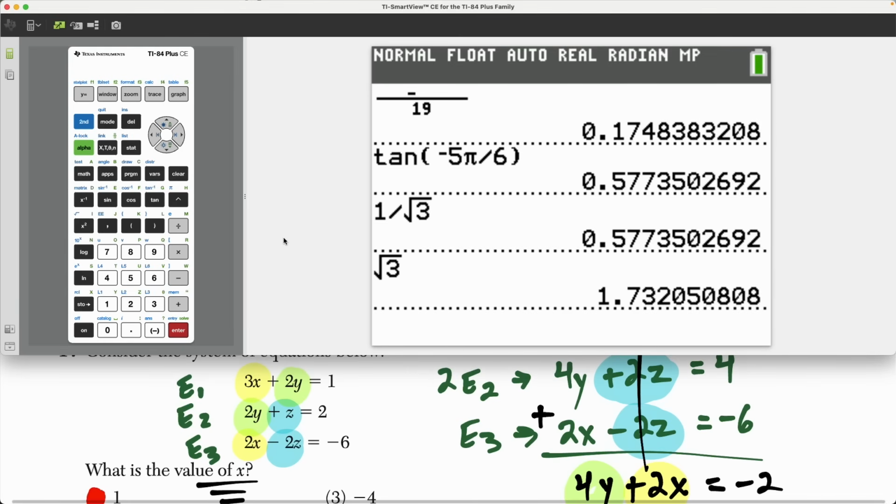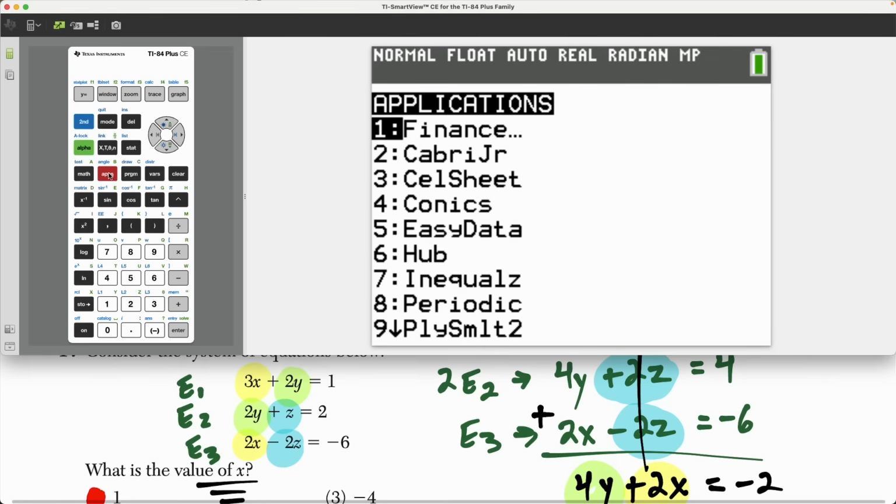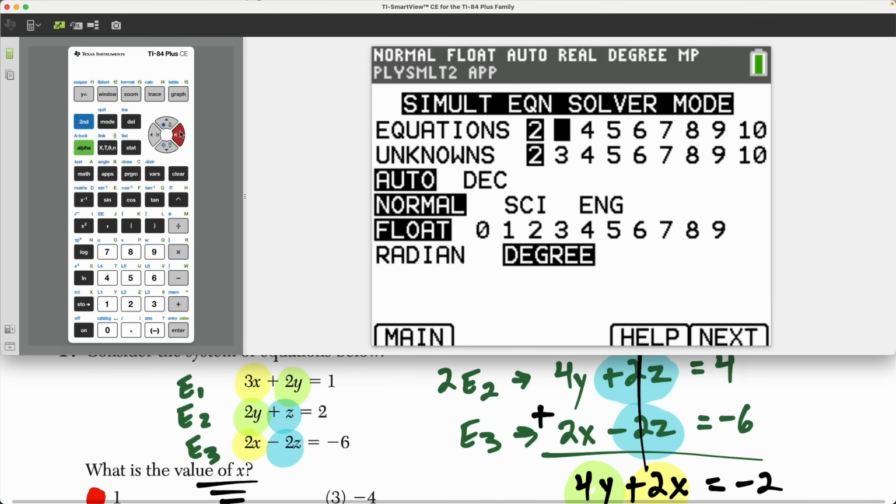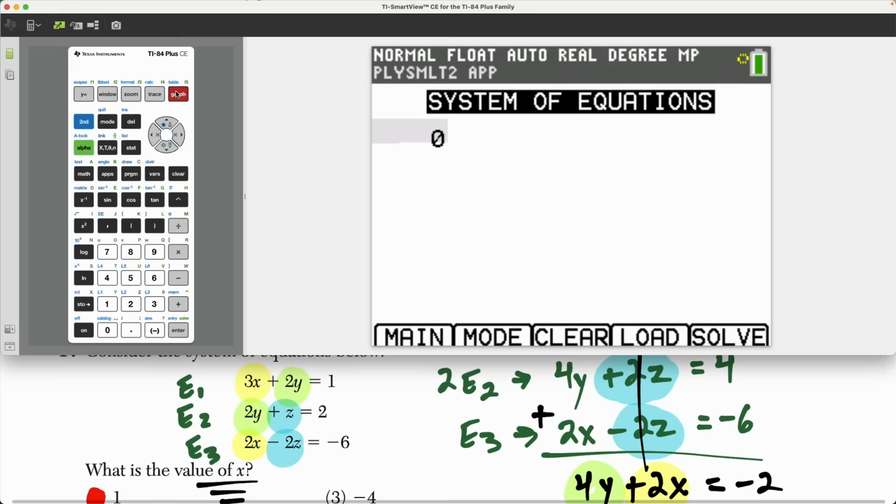If this setting is available on your calculator, what I'm about to show you I think is very much worth trying out. You could try pressing apps, and then you go to the polynomial simultaneous number 9 here. And we're going to solve the simultaneous equation solver. That's number 2. So I'm going to go to that one here and press enter. And we have 3 equations, and we have 3 unknown variables. Okay, we have an x, a y, and a z. And now I just press graph to go next.